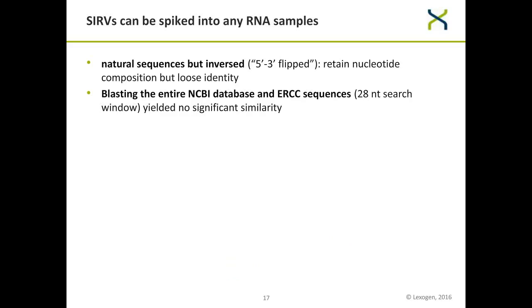So the sequences for these exons are natural sequences, and we inverse them, meaning that we flip them 5' to 3', and that retained the nucleotide composition, but the sequences completely lost their original identity. And we confirmed that by blasting our SERV-ome, so the entirety of the SERVs, against the NCBI database, so against all sequenced genomes and transcriptomes, and also against the ERCC sequences, and we found no significant similarity.